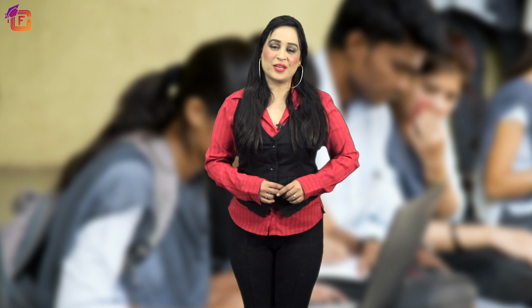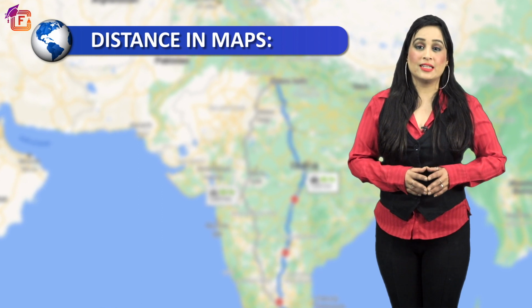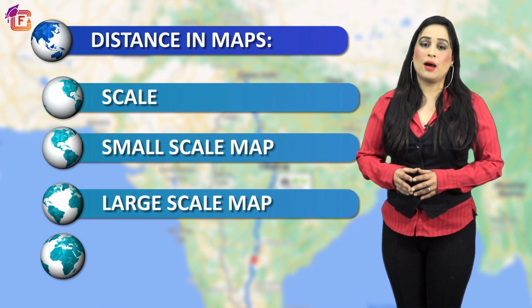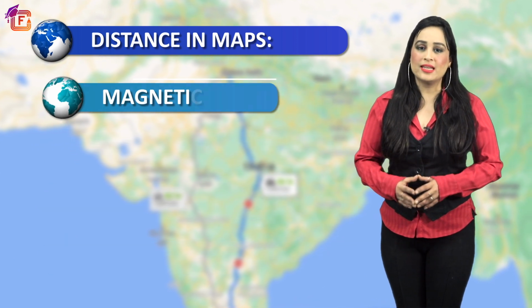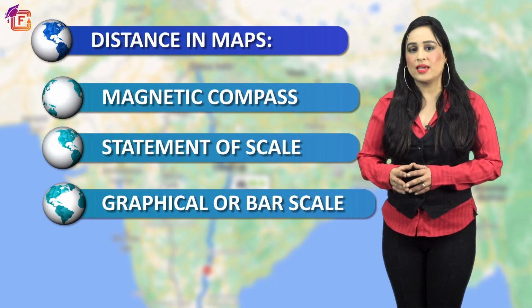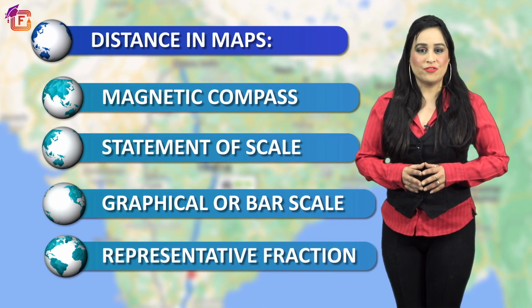Now it is time to explore. Can you think what mistakes students can make while learning different scales? In this video, we have learned about distance in maps that include scale, small scale map, large scale map, cardinal points, magnetic compass, statement of scale, graphical or bar scale, and representative fraction.